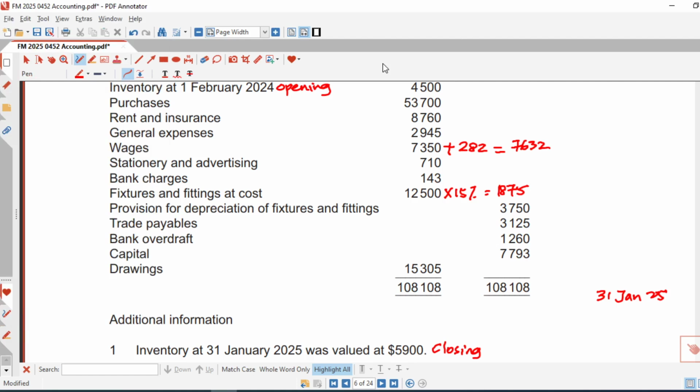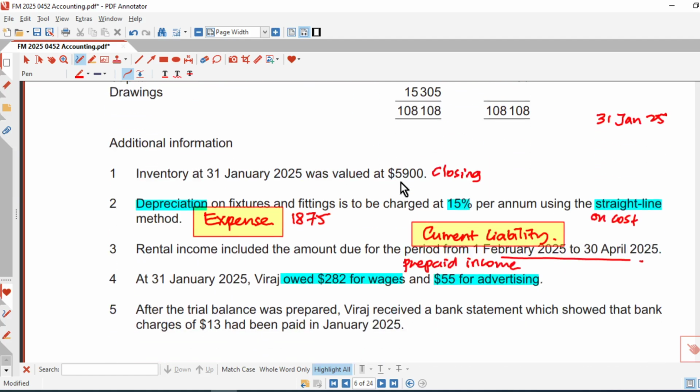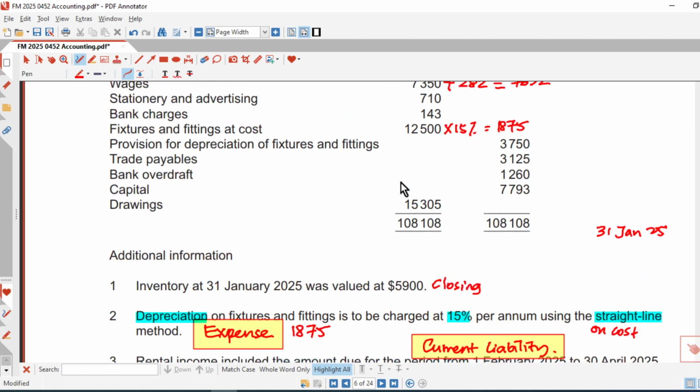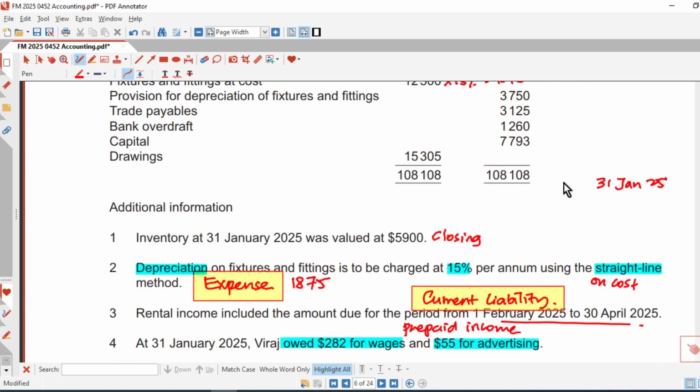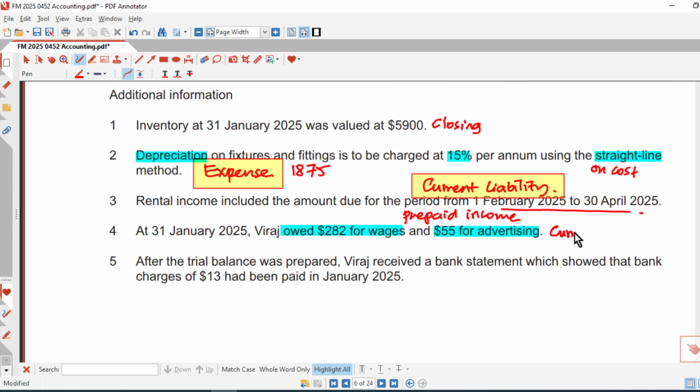And how much are we owing for advertising? 55. So let's go up to the stationery and advertising at 55 here to get 765. So I'm going to put a note. These are my current liabilities once again. I've incurred, I've used it, but I've not paid for it. Okay, so adjustment 4 done. We're going to move on to adjustment number 5.